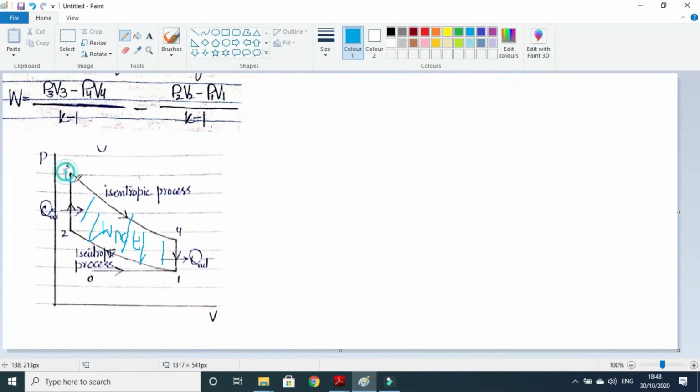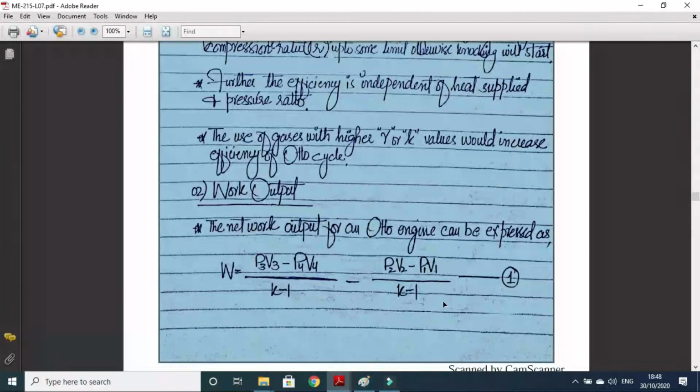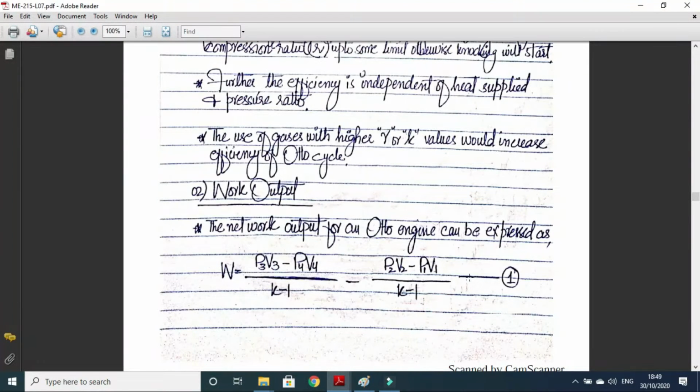Pressure P3 will be higher, so P3 V3 minus P4 V4 will give you a positive value. Similarly, pressure P2 will be higher, so P2 V2 minus P1 V1 will give you a positive value. Why have we used the negative sign? Because work in is negative and work out is positive. So positive for the work output and negative for the work in. We can call this equation number 1.